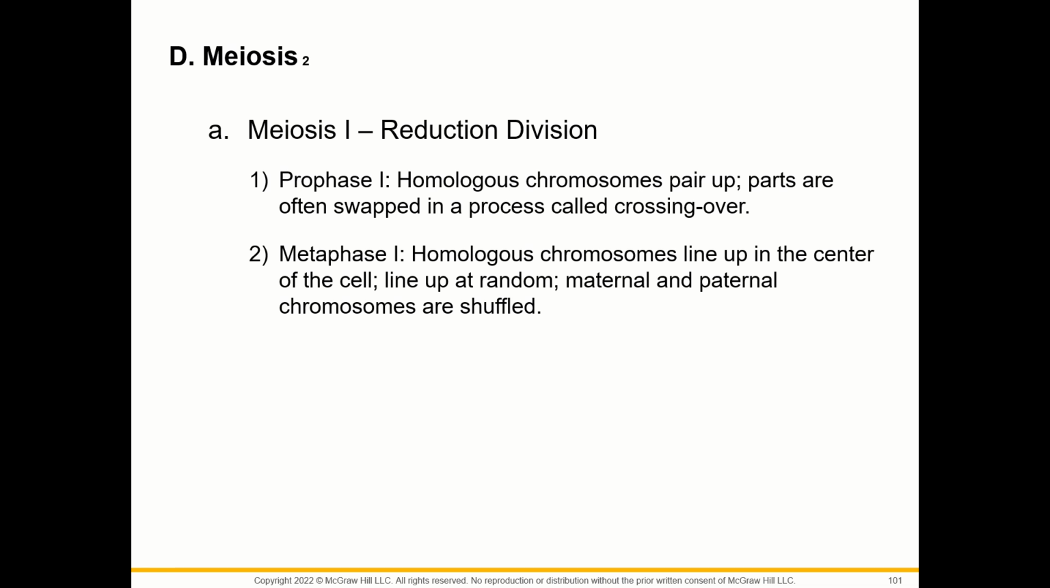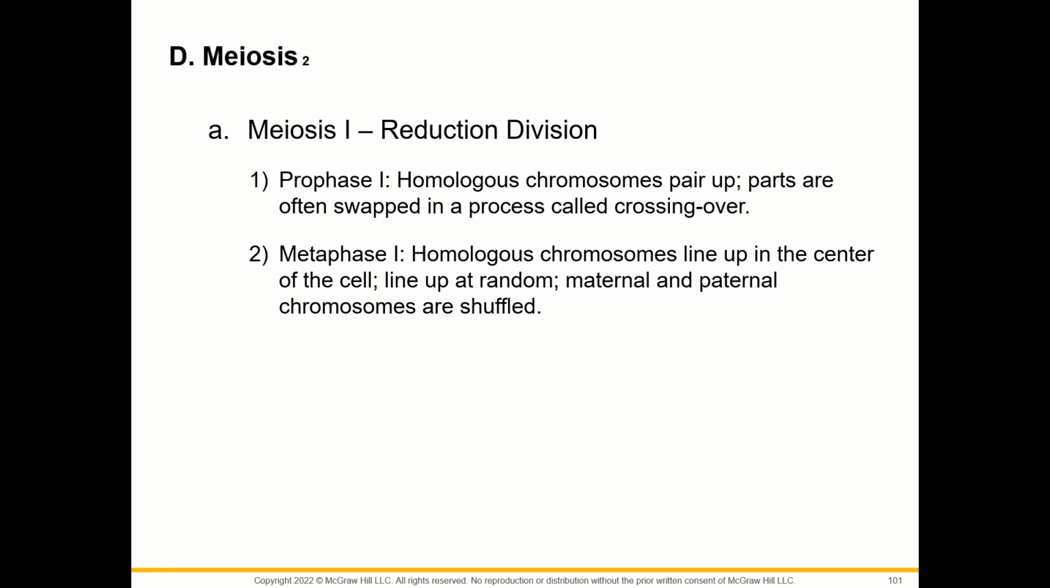All right, so let's talk about meiosis 1, the first one, the reduction division. The stages of meiosis are subdivided according to whether they occur in the first or the second meiotic cell division. So these are designated as prophase 1, metaphase 1, anaphase 1, telophase 1, and then prophase 2, etc. They're still in meiosis 1, the reduction division.